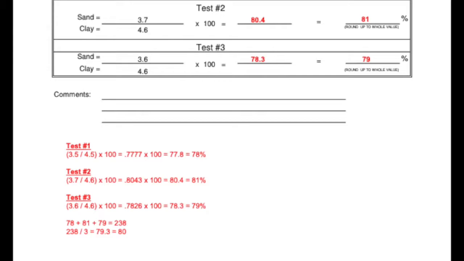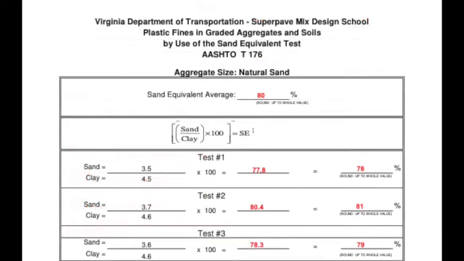The individual results of those three tests, we need to add those three, divide by 3, so 78 plus 81 plus 79 yields us a 238. Divide that by 3 yields us a 79.3. Round to the next highest whole number, and our answer is 80.